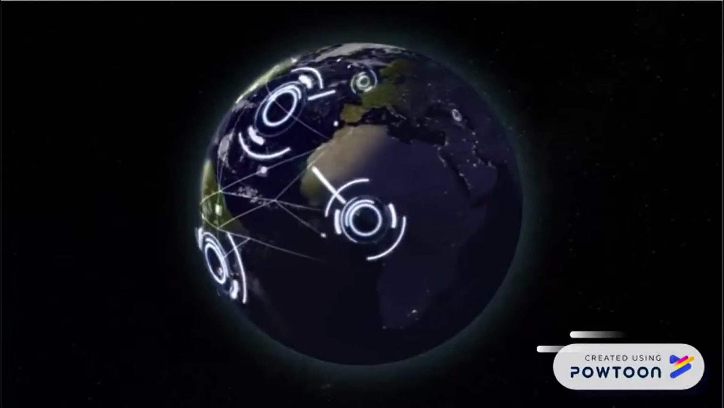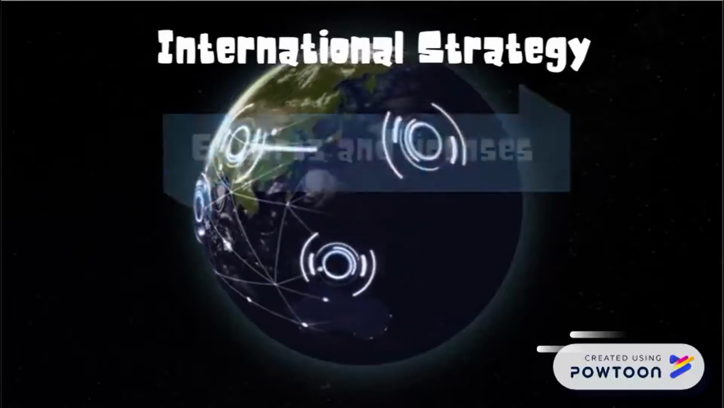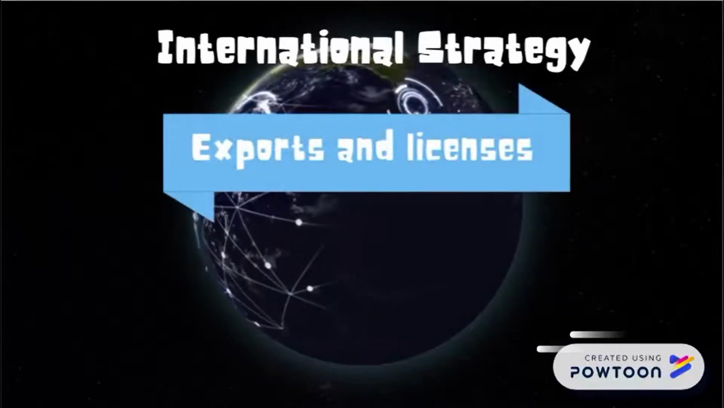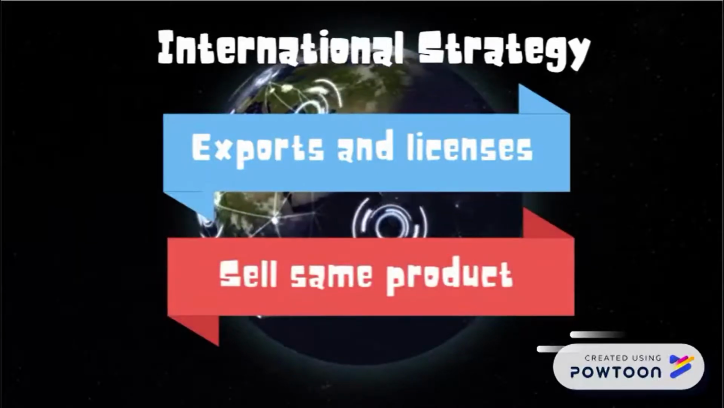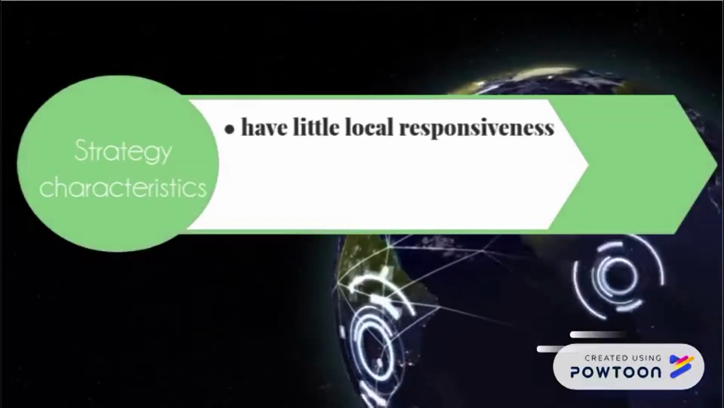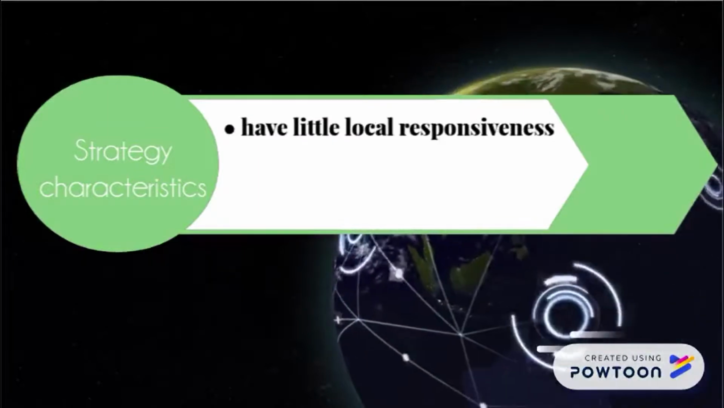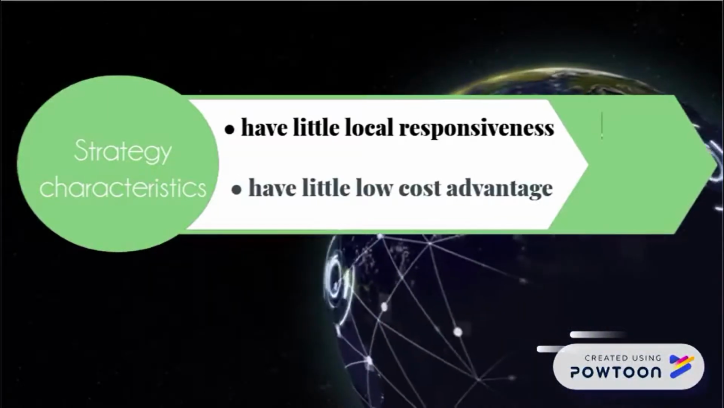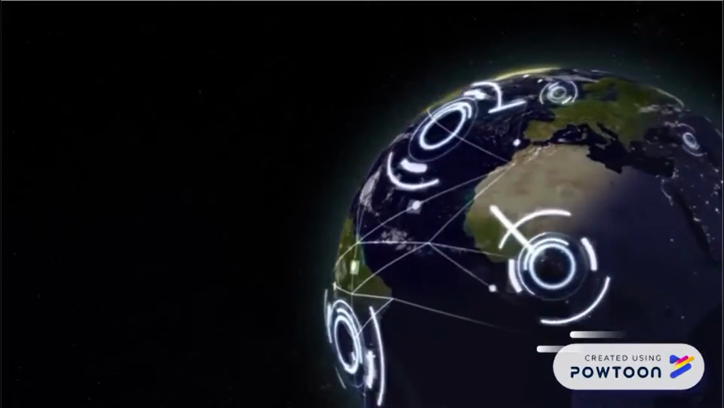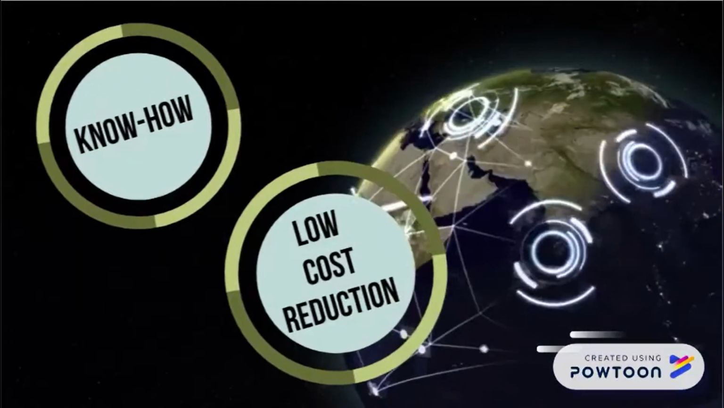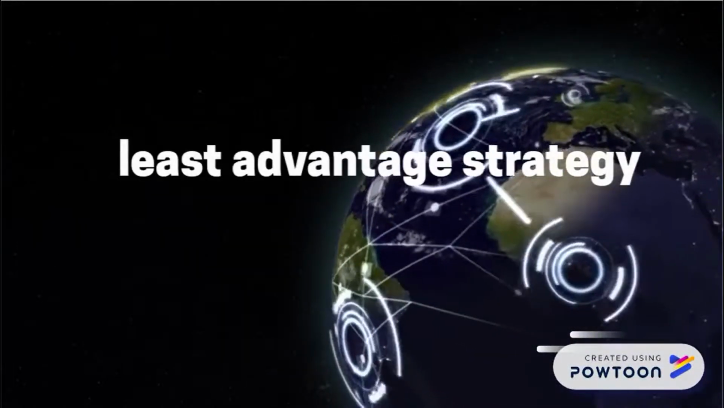First of all, the international strategy. Basically, this strategy used exports and licenses to penetrate the global market. Companies using this strategy sell the same product to every country, which results in having little or even no local responsiveness. Also, they have low cost reduction because they use their existing production process at some distance from a new market. With low cost reduction and low local responsiveness, this strategy is the least advantageous one.